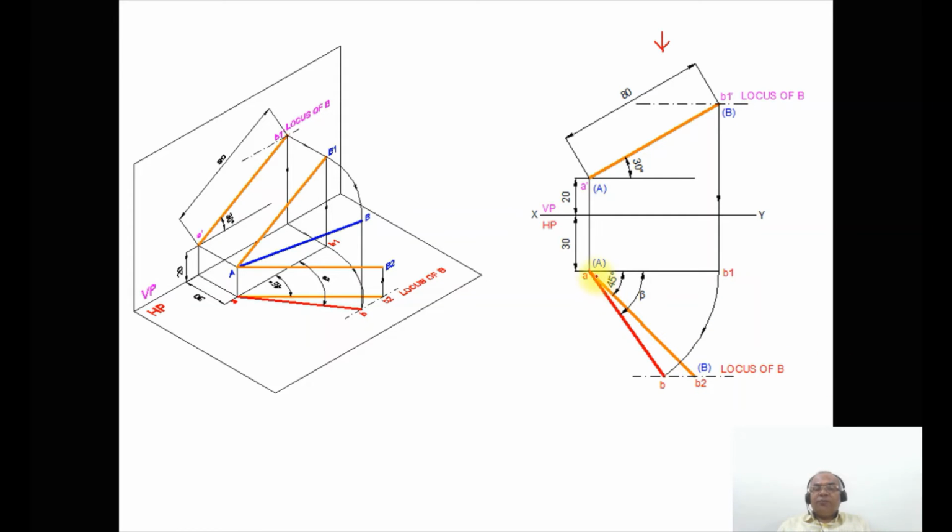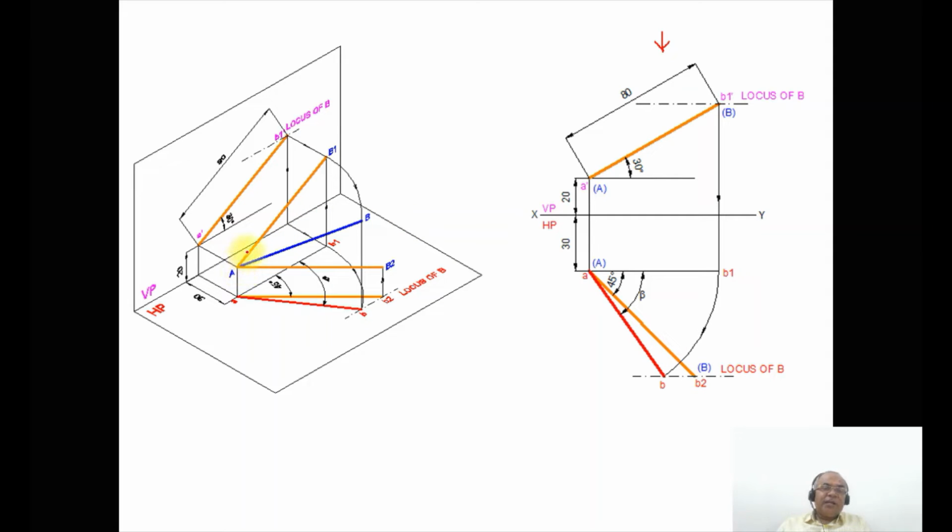That means the top view of the line will not be here, but it should be B1. A is already fixed, so A is not going to be rotated. But B1, which is in front of VP by 30 mm, is now not actually equal to 30 mm, but instead it should be on the locus of B in the top view.